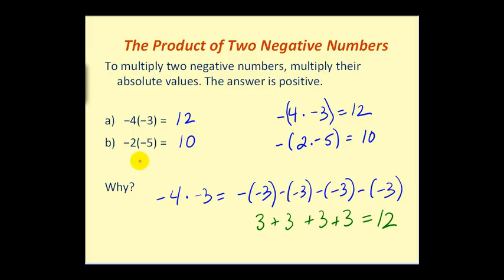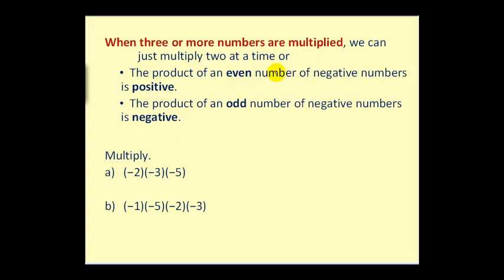So you could think of multiplying a negative times a negative as repeated subtraction, but I think the idea of taking the opposite of a positive times a negative is a little clearer. Next, when 3 or more numbers are multiplied, we can just multiply 2 at a time and follow the rules that we've already discussed: the product of an even number of negative numbers is positive, and the product of an odd number of negative numbers is negative.